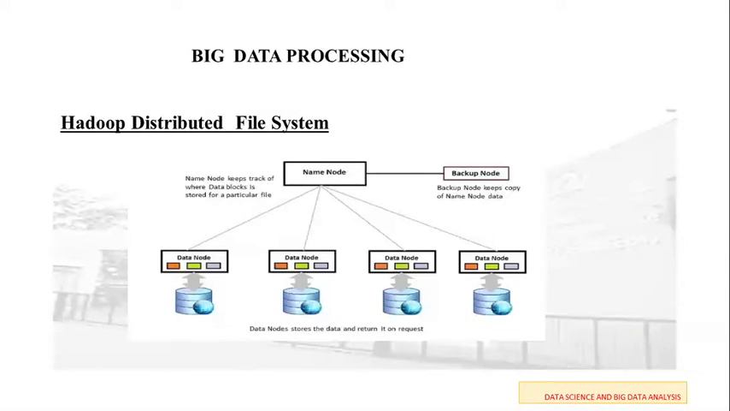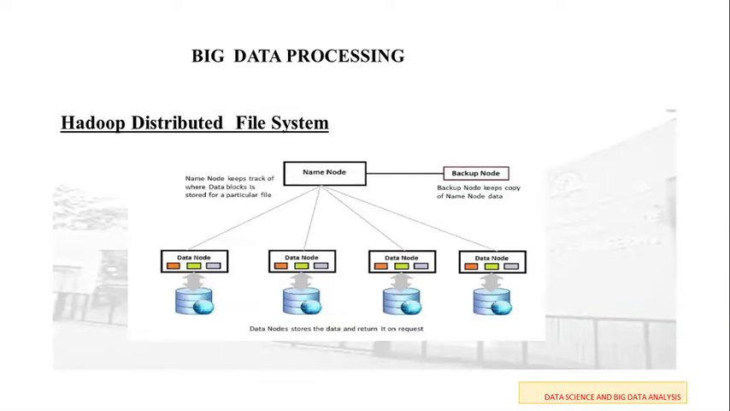The architecture used by Hadoop HDFS is shown here, and it works on a master slave architecture. The name node manages the metadata of the file system and the data node stores the actual data. We can see here the data node and the name node. The name node manages the metadata of the files and the data node stores the actual data.